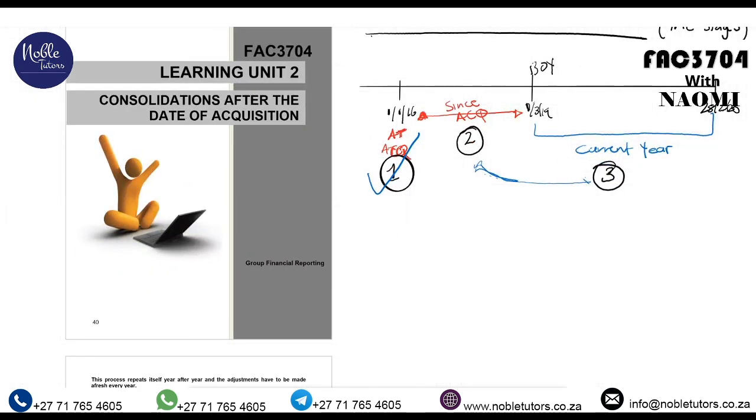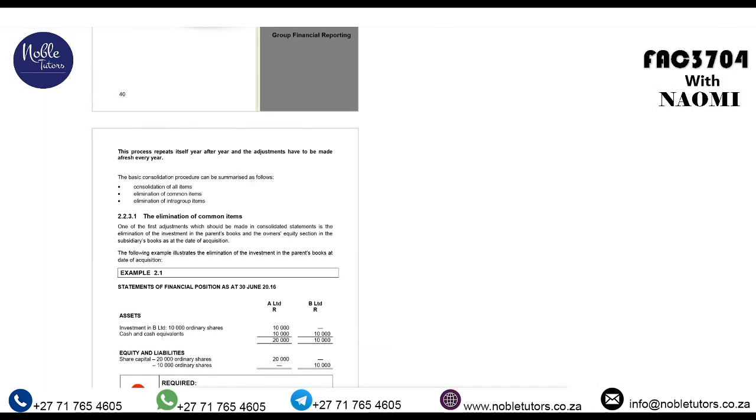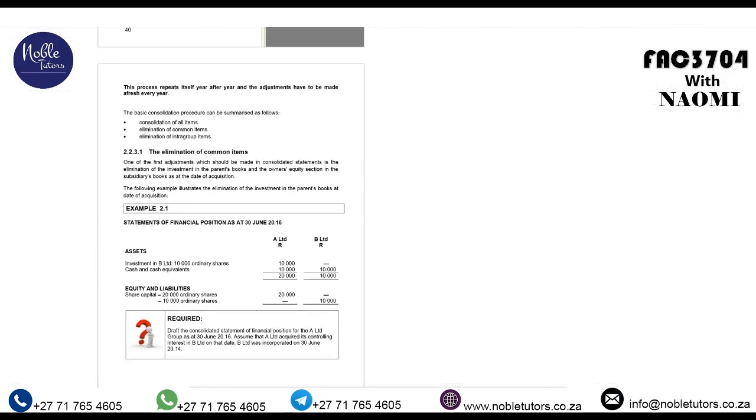Right, so as a continuation, I'm going to take you through the process again. This is a summary of the consolidation process I told you about. So we go through the summary again. I'm getting this from the study guide, or rather tutorial letter 541, page 44. It says the basic consolidation process. We spoke about this in our previous lesson. The consolidation process involves consolidation of all items, in other words, where you're combining items, item by item, in the statements of the different parties involved in the group. So the combination, combining, or adding.